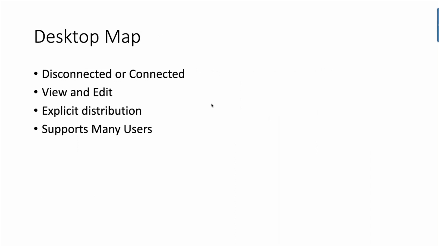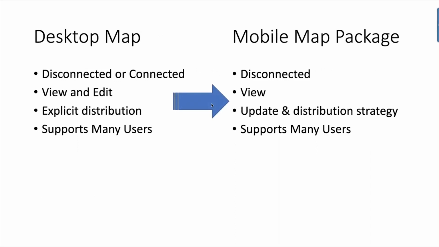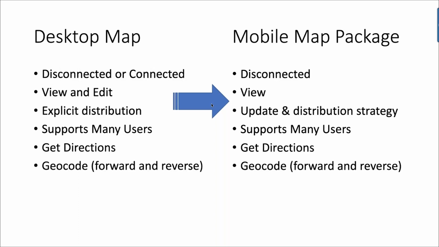So let's start off with a desktop map and what it takes to turn that into a mobile map package. So the desktop map can be disconnected or connected. The mobile map package that's derived from it is disconnected purely. As a result, it can only view data. So your desktop map's data will be packaged up into the mobile map package, and it becomes a read-only experience in the runtime. You have to understand what you're going to do when your data updates or when your map changes. You probably have to repackage that and create a new mobile map package and understand how to distribute that to your applications and your users. But both support many users. That mobile map package can be used by many, many folks.